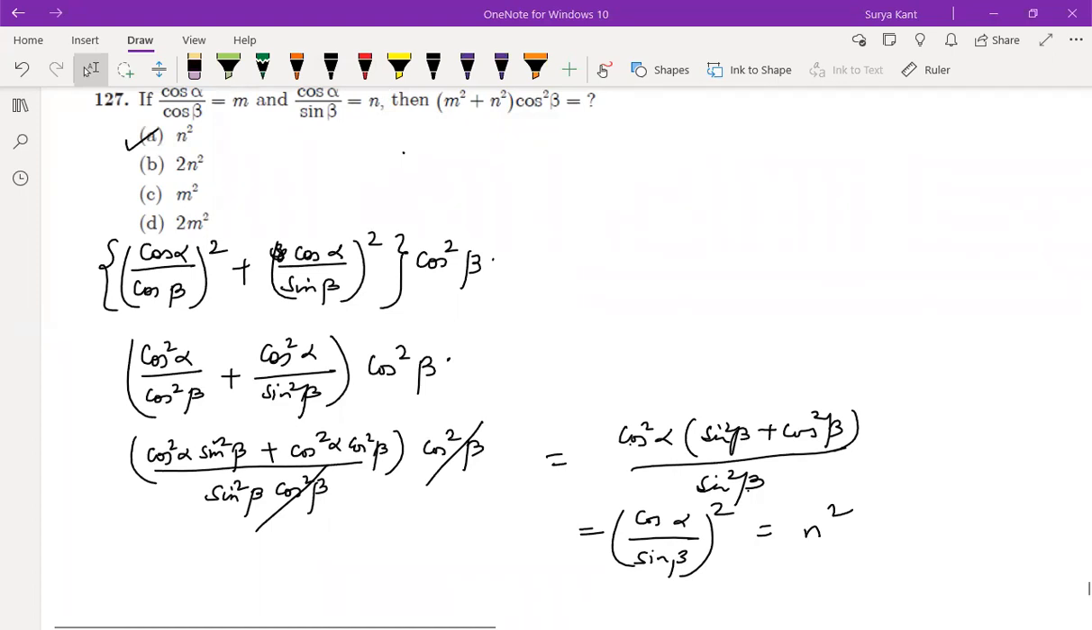Sir, can you explain how you get the whole square? Which step are you having doubt in? First step, sir. They've given m square plus n square. What is m here? That only, I've done the whole square. N is square, so n is this one. So this is square. Now tell me where is the doubt?